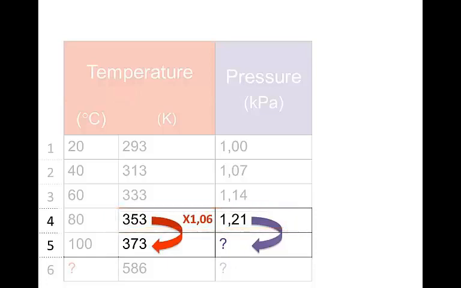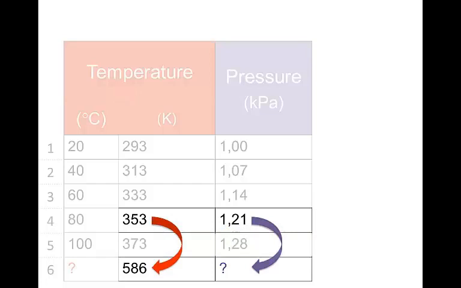That's the same factor by which the pressure will increase. And that factor is 1,06. We find that by 373 divided by 353. And so we can find our answer by multiplying 1,21 by that same factor. And the answer is 1,28.